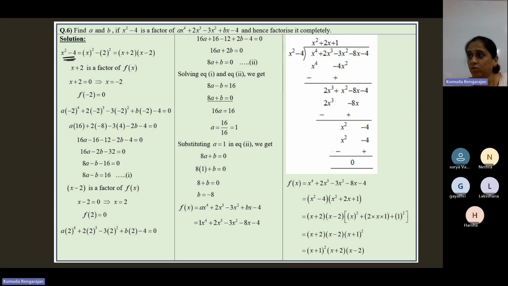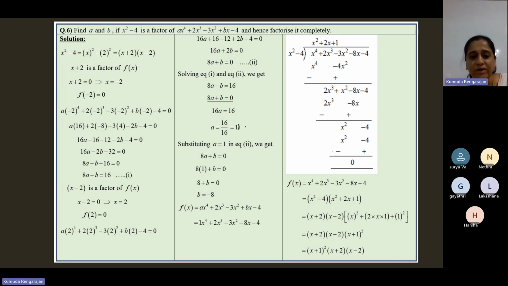X squared minus 4. To use the remainder theorem or the factor theorem, the divisor polynomial has to be linear. So x squared minus 4 is quadratic. You'll have to factorize and get the linear factors. Then this procedure is familiar to you. I think this very sum we worked earlier. The same thing.